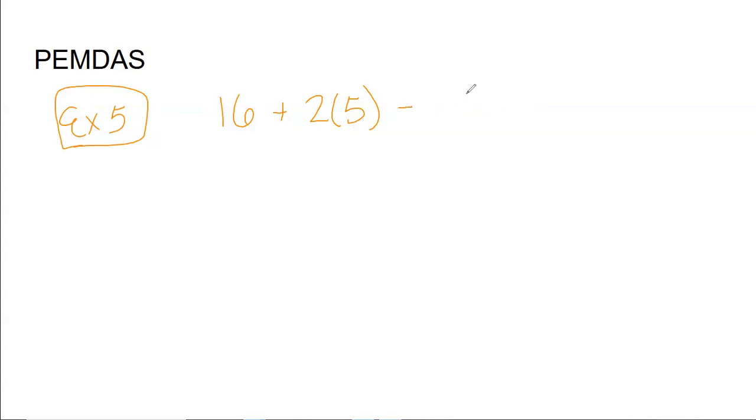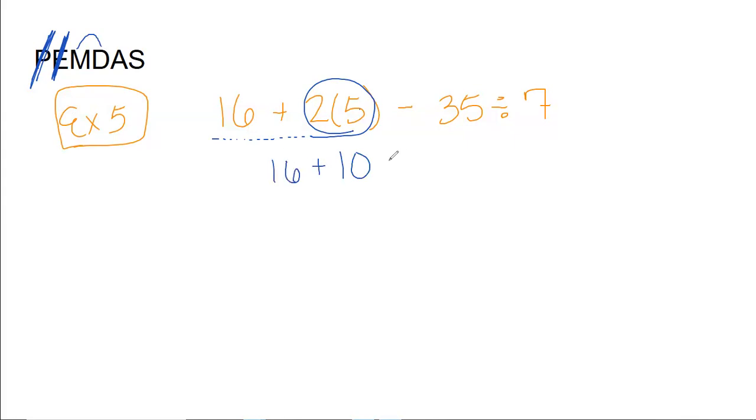Okay, minus 35 divide 7. Okay, so there is not a parenthesis. I know you see one, but there is not a group. A group would have more than just a single digit in there. Okay, so no parenthesis, no exponent, multiply or divide, left to right, stop when you hit multiply or divide. Oh, multiply. 2 times 5 is 10. Drop everything else down.